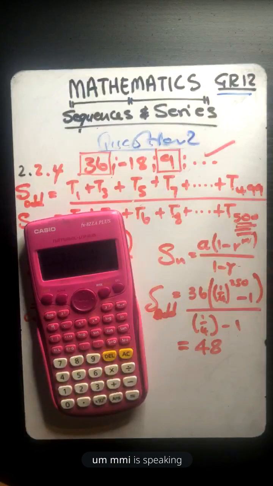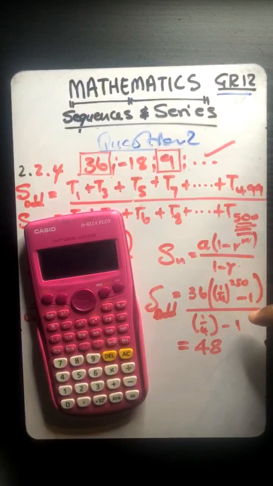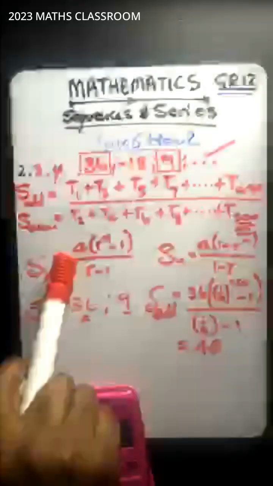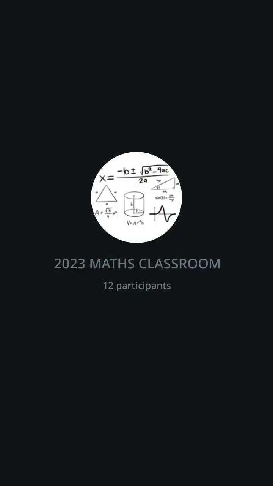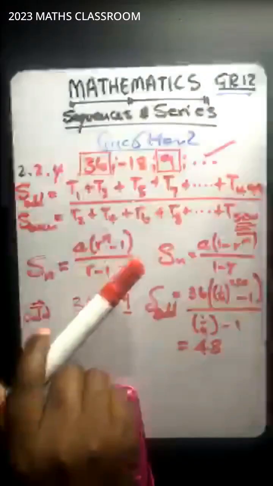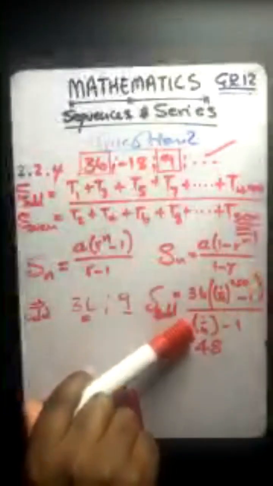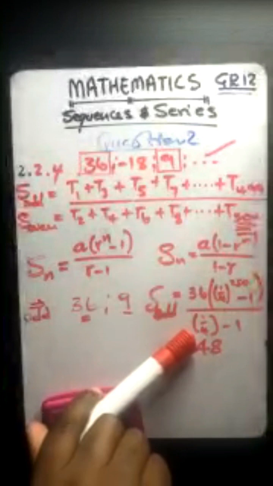It's 36, so it's 36 into. Remember, you just substitute the info that we have into the equation that you guys chose. It's 36 into, what is our r? We know it's 1 over 4, to the exponent, our n for the odd, which is 250, minus 1, you close. At the bottom you have r being 1 over 4 minus 1. On your calculator, you punch it exactly as it is.